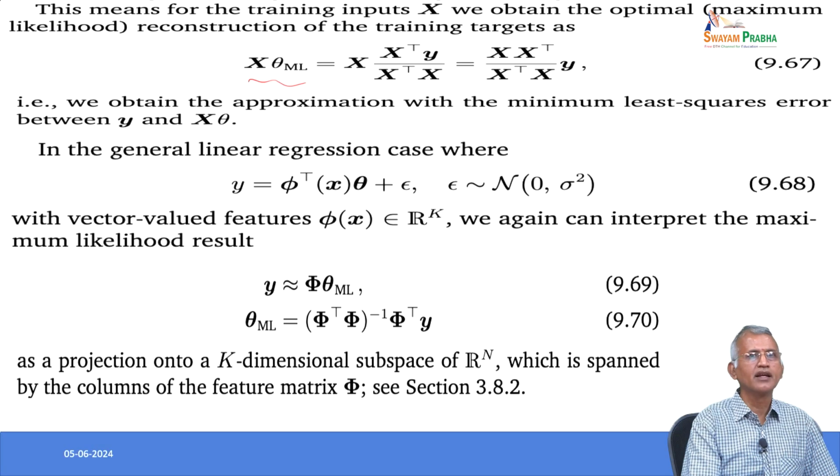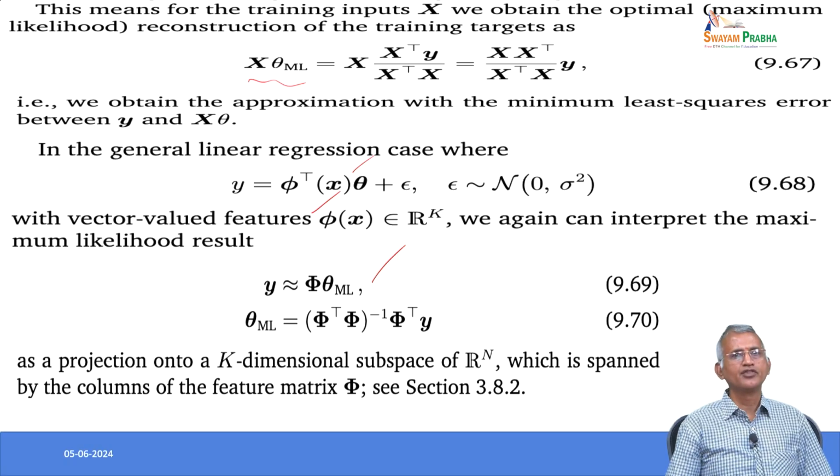So, in the general linear regression case where y equals phi of x transpose theta plus epsilon, where epsilon is approximately N(0, sigma squared), with the vector valued features phi of x in R^k, we can interpret the maximum likelihood result y is approximately phi theta_ML, and theta_ML is (phi transpose phi) inverse phi transpose y, as a projection onto a k dimensional subspace of R^n, which is spanned by the columns of the feature matrix.